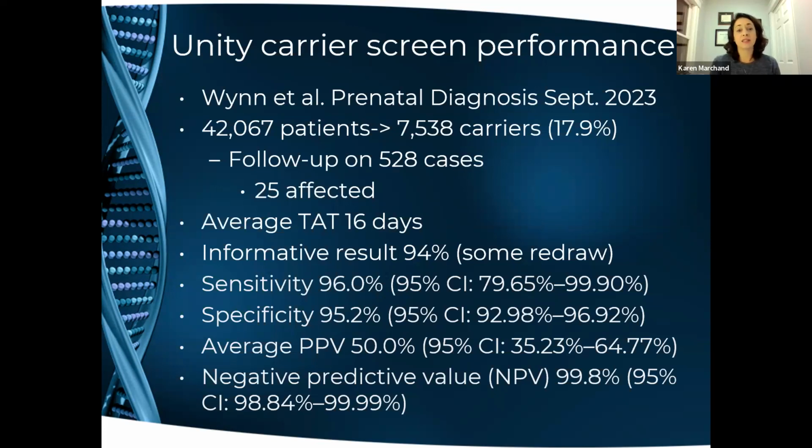And they did follow up on, unfortunately, only 528 of the cases with only 25 affected. And so we know that the sensitivity and the specificity definitely seem promising, but really wide confidence intervals related to the small sample size. Also, the average PPV was 50%, so not fantastic. Again, with a wide confidence interval. So this is a test that potentially is more useful as a screen when it comes back negative for the fetal status than when it comes back positive.